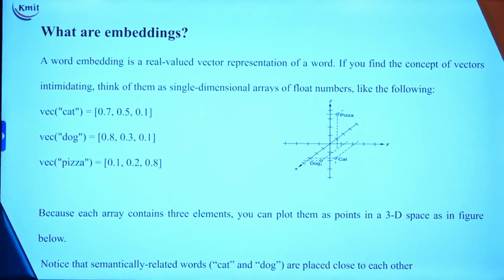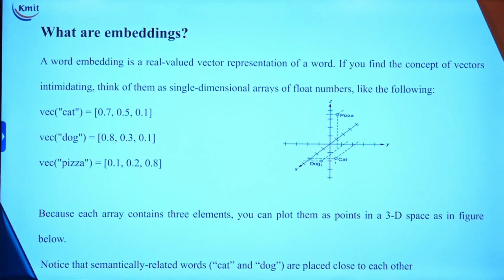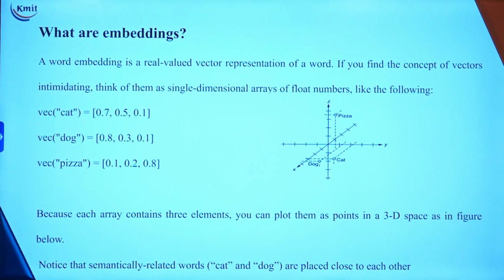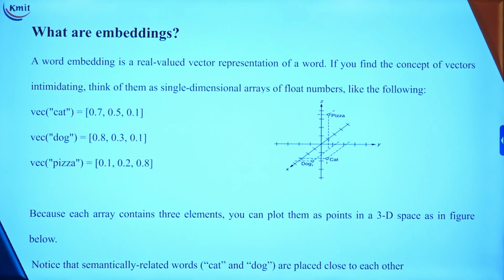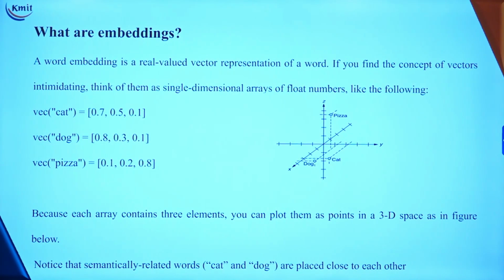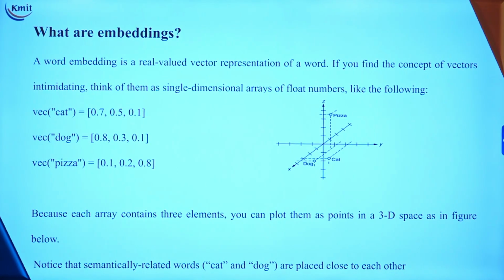To start with, we have already discussed word embeddings. Let us quickly have a recap of that. So we have seen that a word embedding is a real valued vector representation of the word. We can't represent a given word with a single dimension, hence we divide that particular word into 3 elements within an array, and then you can plot them as points in the 3D space. As you can see, we have taken 3 words here, cat, dog and pizza.